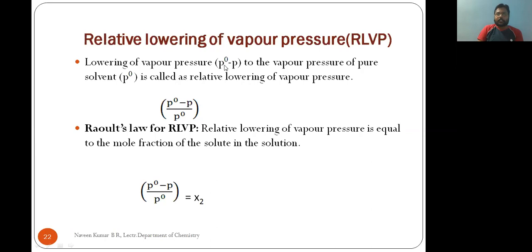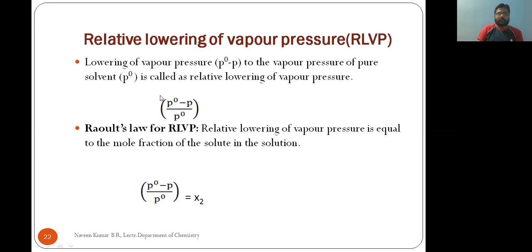Whereas if you observe here, P naught minus P, the lowering of vapor pressure, depends on the nature of solute. I'll repeat, don't get confused. Lowering of vapor pressure is not a colligative property. But if it is related to the vapor pressure of the liquid in pure form, that is relative lowering of vapor pressure, then it is a colligative property.